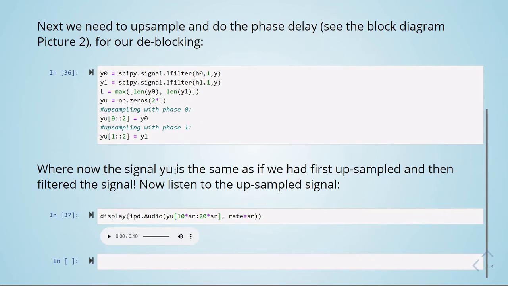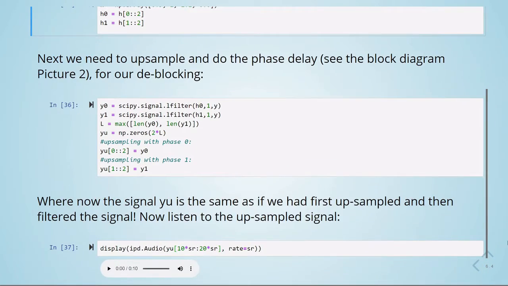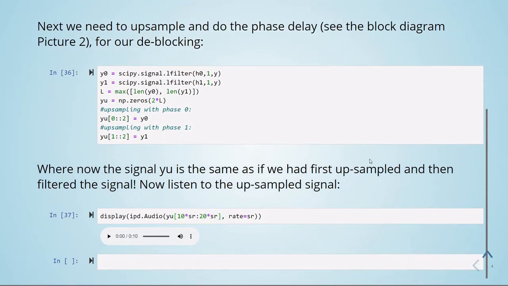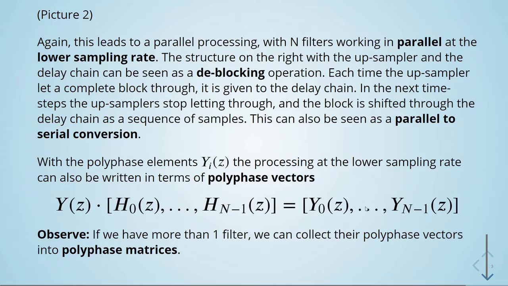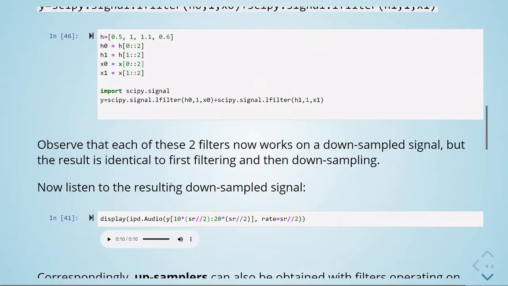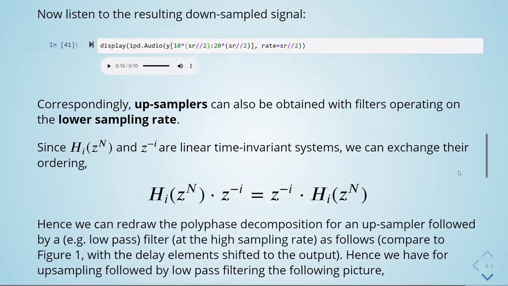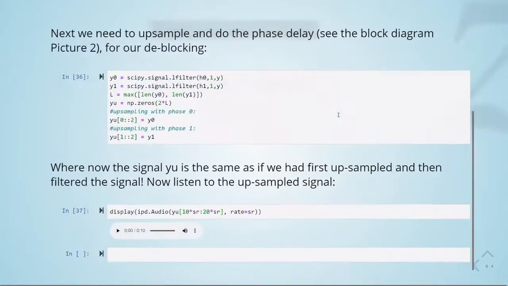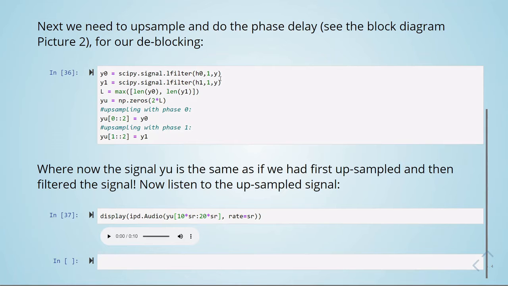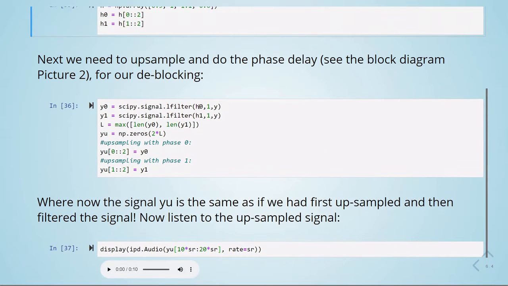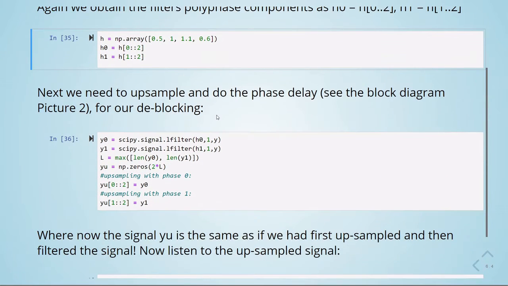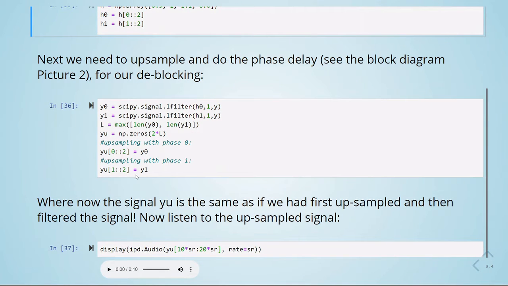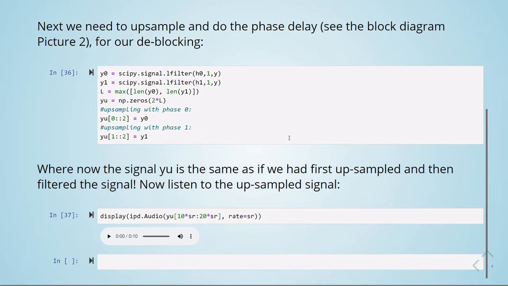So we can listen. We have here Y from the previous example. Here is our Y. And now we will filter Y with these polyphase components of this impulse response. And here we are doing the upsampling with phase 0 and the upsampling with phase 1. So this is Y of U here. And we can also listen.